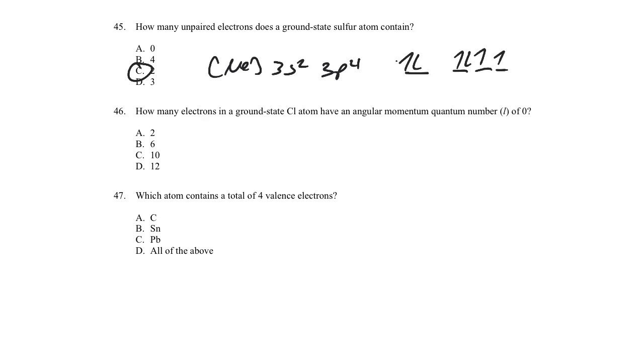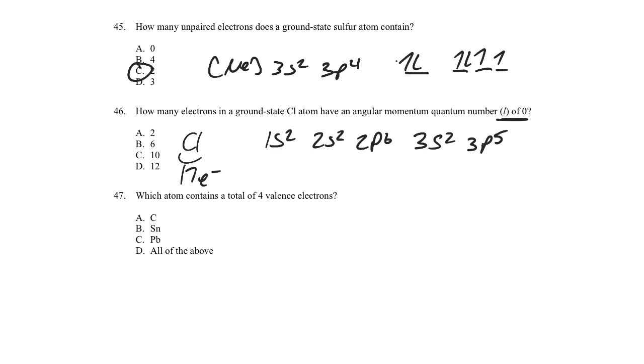How many electrons in a ground state chlorine atom have an angular momentum quantum number of 0? So let's look at the full configuration of chlorine. 17 electrons, 17th element on the periodic table. So 1s2, 2s2, 2p6, 3s2, 3p5. How many have an l value of 0? Well, l is equal to 0 here, here, and here. This is l equal 1, l equal 1. So there's only 2, 4, 6 electrons that have an l value of 0.